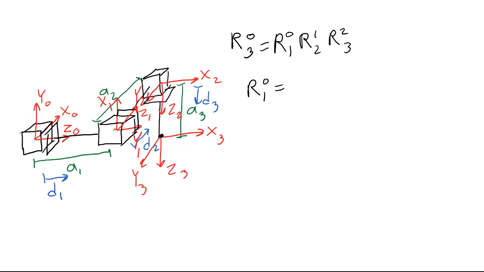There are 2 ways to do this. The first way is to figure out some combination of rotations that will get the 0 frame to match the 1 frame. For example, if I rotate the 0 frame around its own z-axis 90 degrees, that will make the x0 axis point up, the same way that the x1 axis is pointing up. Then I could rotate around the new x0 axis 90 degrees to get z0 pointing into the page in the same way that z1 is pointing into the page.